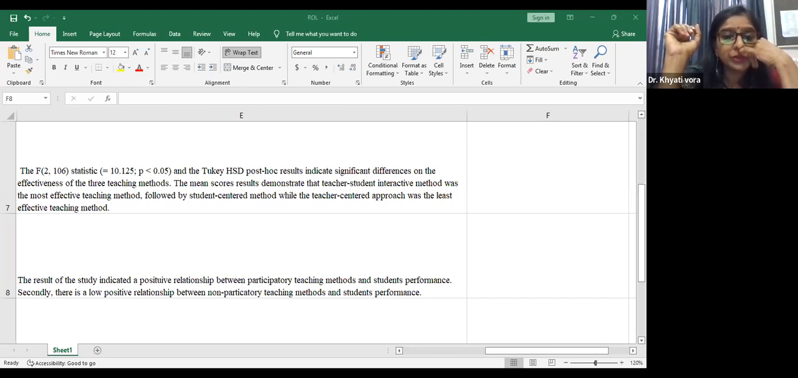Can motivation be a moderator? Because high motivation leads to good performance. Yes, motivation can become a moderator, and it can also become a mediator.